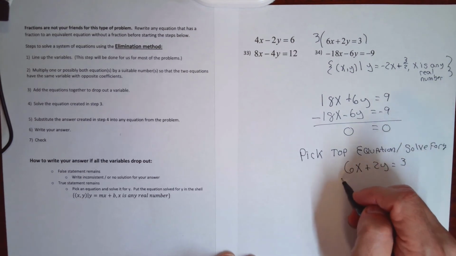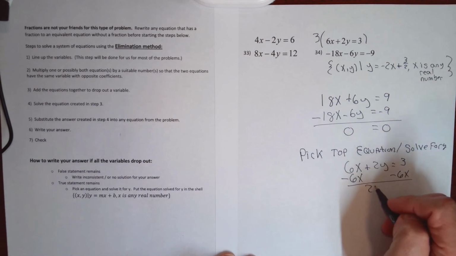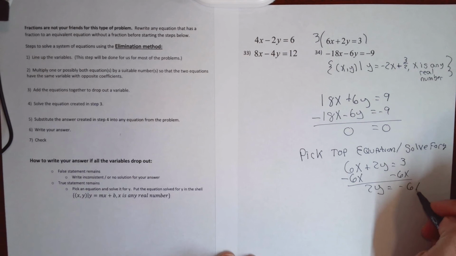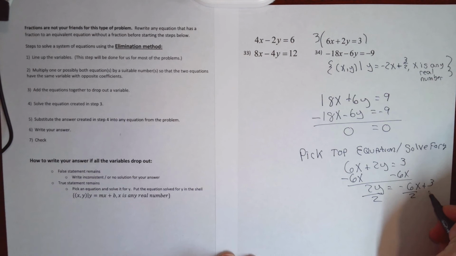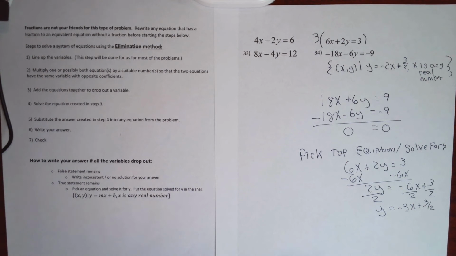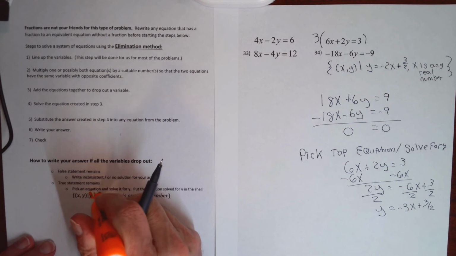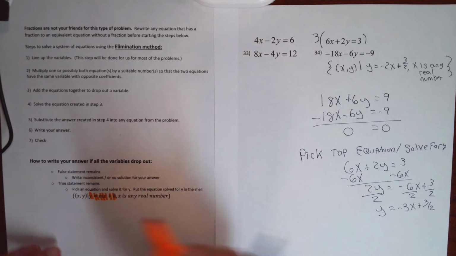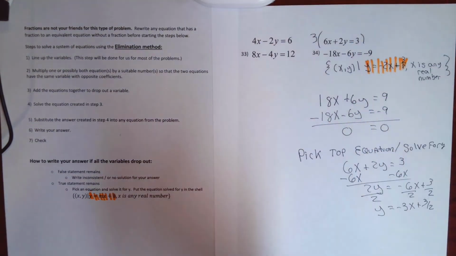So to solve this for y, I'm going to subtract 6x from both sides and get 2y equals minus 6x plus 3, and then divide by 2, divide by 2, divide by 2, and get y equals minus 3x plus 3 halves. You could write 1.5 for it. What I did is I used this shell right here, took everything from this shell and duplicated it, except I put the equation solved for y.